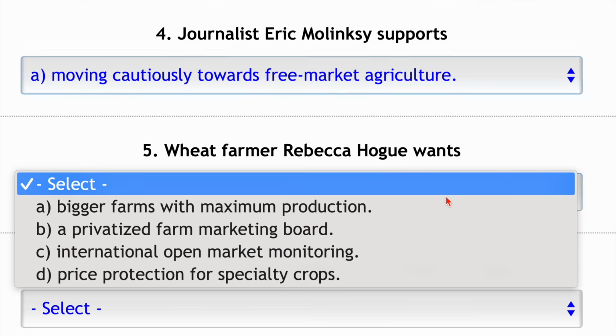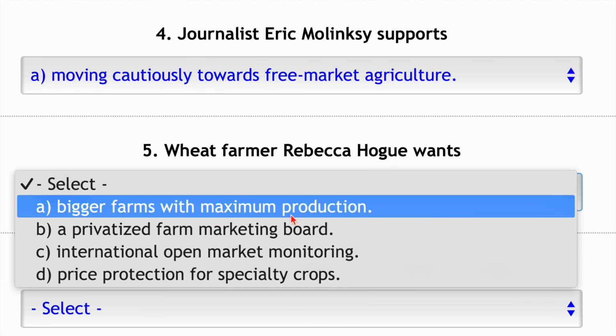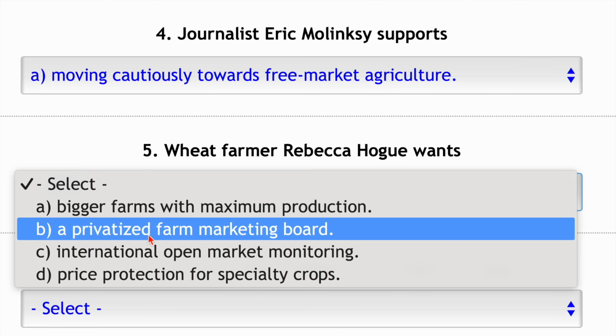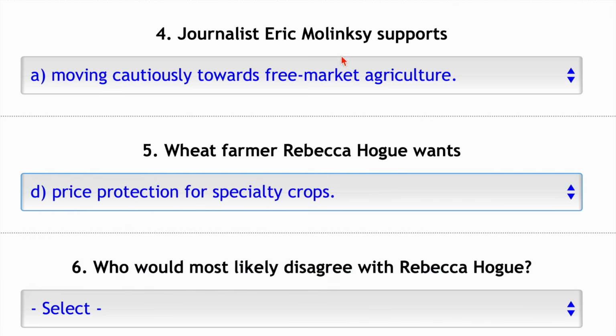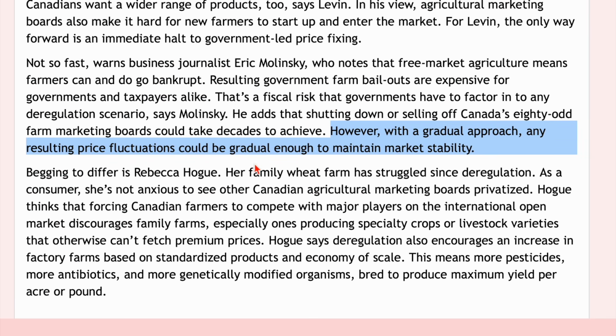Wheat farmer Rebecca Hogue wants bigger farms with maximum production. Probably not. She's a private wheat owner or farmer. A privatized farm marketing board. I think in the beginning she said she preferred regulation. International open market, no price protection for specialty crops. I think it would be D, but let's double check. Her family wheat farm, so she's a family-run wheat farm, struggled since deregulation. So when deregulation came, she struggled. Okay, so that's not good for her.